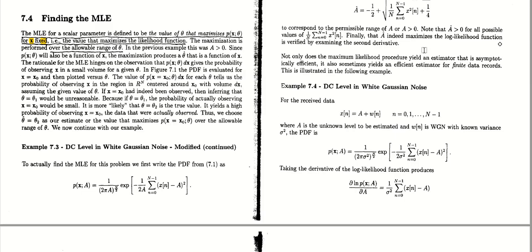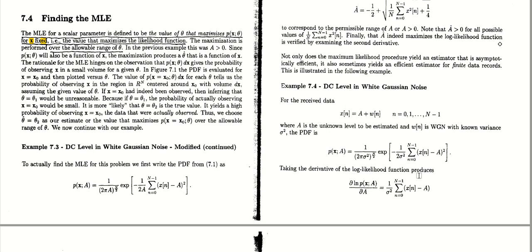Okay. So the other thing is DC level in white Gaussian noise. For the received data x[n] equal to A plus w[n], where A is the unknown level to be estimated and w[n] is WGN with known variance sigma squared. The PDF is something like this. Then taking the derivative, notice that you have sigma squared here. Before you had A as a variance. Now you have sigma squared as the variance.